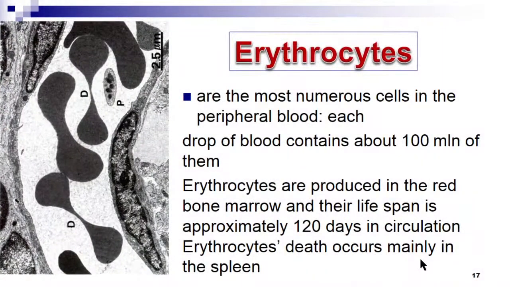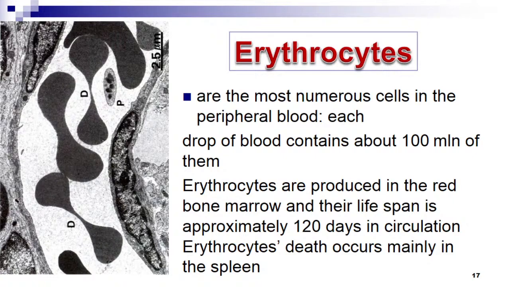Next, we are talking about erythrocytes. Erythrocytes are the most numerous cells in the peripheral blood. Each drop of blood contains about 100 million of them. Erythrocytes are produced in the red bone marrow and their lifespan is approximately 120 days. They circulate in the blood until the erythrocytes die in the spleen.